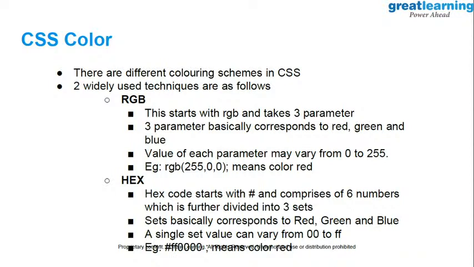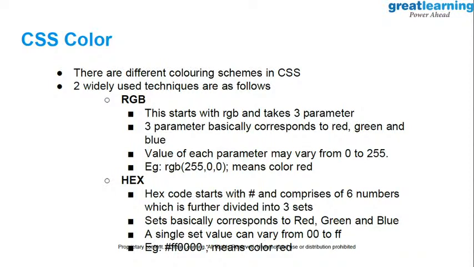RGB stands for red, green, blue. It takes three parameters, corresponding to red, green, and blue, and each parameter has a range from 0 to 255. If you write 255, 0 and 0, that means there is no green in it, there is no blue in it, it's just red. So it's completely red, and the color of this will be red.